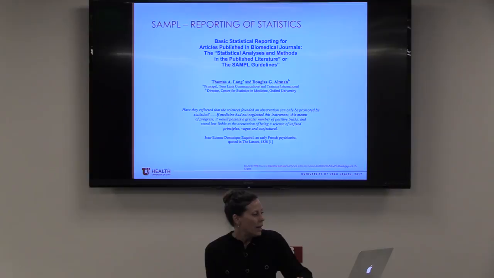Some other important guidelines, the sample guidelines for reporting of statistical results in the literature. There was some organizing work from the International Committee of Medical Journal Editors that led to the sample guidelines authored by Lang and Altman. And these are just incredibly useful tools. This is an incredibly useful tool for teaching PhD students, for working with teams and new authors. Whenever anyone who's going to be publishing a study for the first time, this is an incredibly useful guideline. And of course, for peer review.